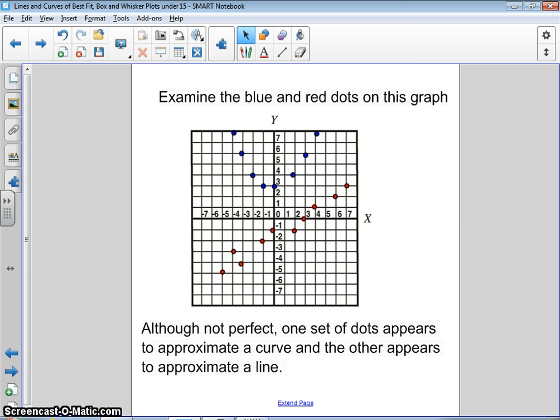If we take a look at this picture right here, we see we've got some blue dots up at the top. They appear to be moving in a curved direction. We've got some red dots down here at the bottom, and they appear to be somewhat modeling a straight line. It's important that you can look at a set of data and get a feel for whether it's modeling a straight line or a curve. Now we're going to give you directions for each question, which will tell you how to go about it, but I did want to show you an example and just point that out.